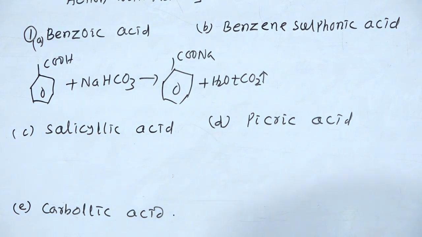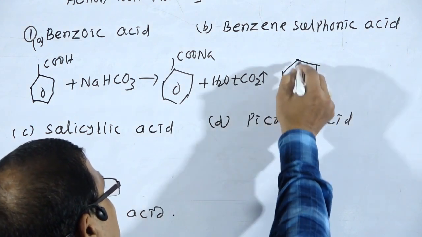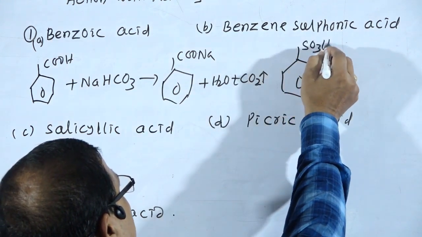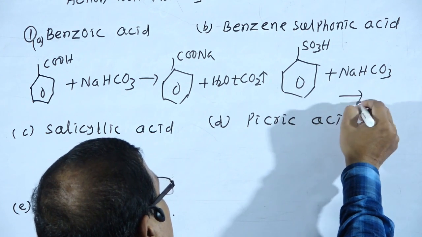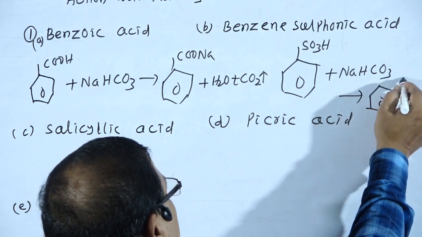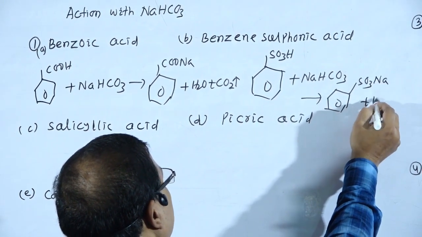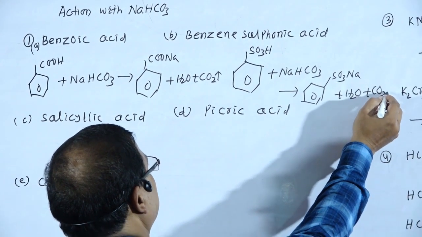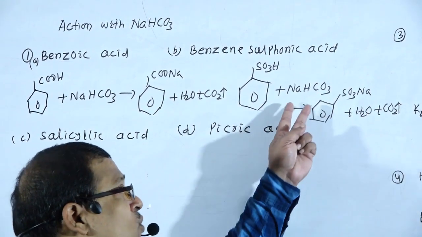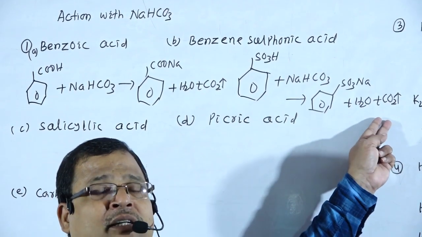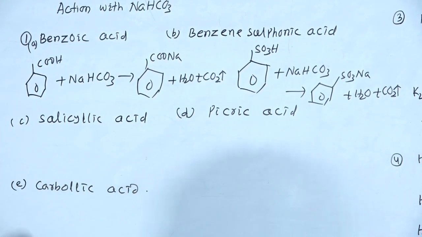If we take the example of benzene sulfonic acid, benzene associated with SO3H, again it reacts with sodium bicarbonate to form benzene containing SO3Na, water and carbon dioxide. That means benzene sulfonic acid also responds to sodium bicarbonate, with the release of carbon dioxide gas. Then what about the third one, salicylic acid?